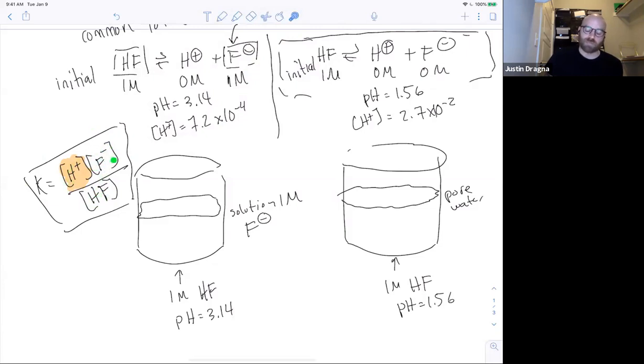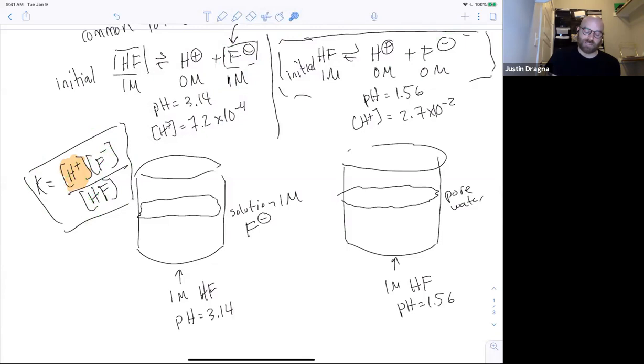Usually the way we've looked at things is we're just starting out with 0 F minus, but you don't have to do that. You could start out with some there. That's what we're doing here. So it's not surprising, if you look at your expression for K, that our H plus concentration ultimately has to change to accommodate that.